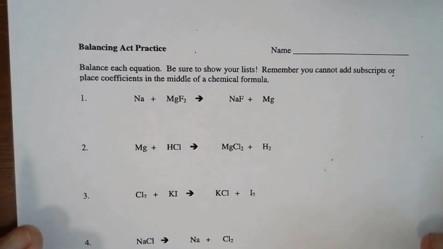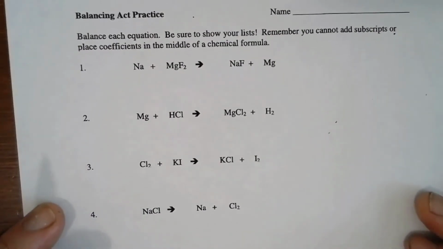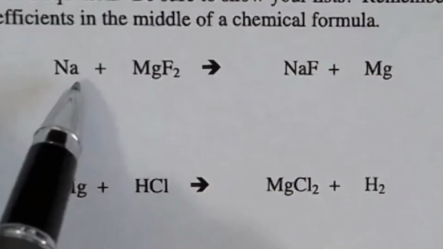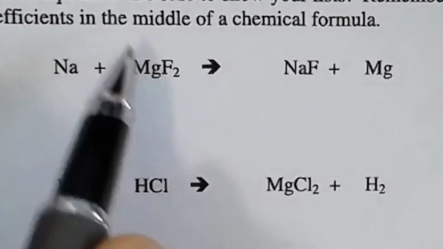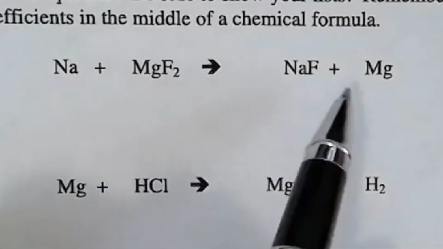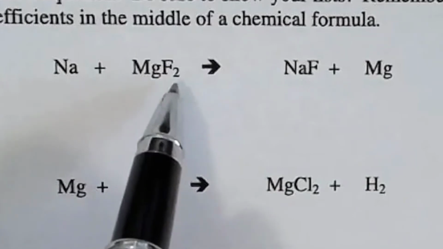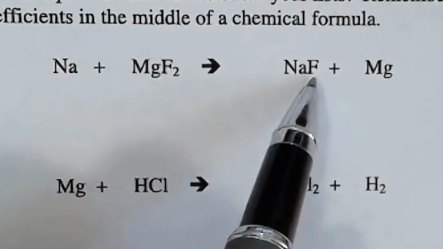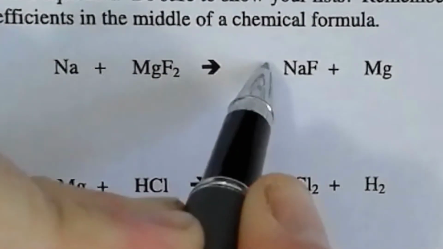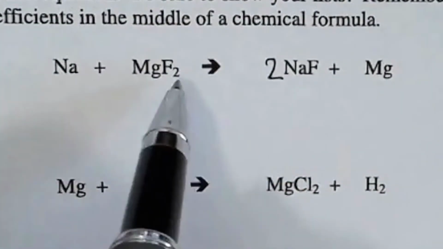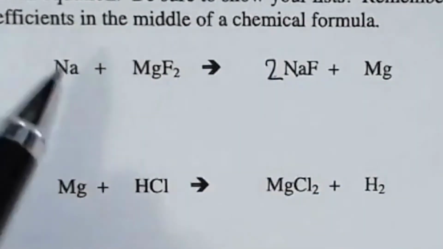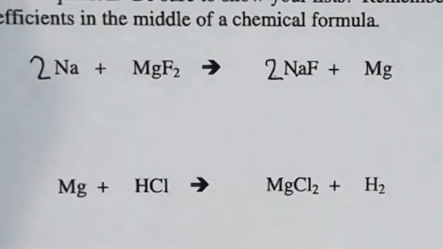Alright, so this is the balancing act practice. Let's go ahead and balance these. Okay, so always start with our metals first, and they look fine. Now our non-metals: we've got 2 fluorine on this side and 1 on this side. So we're going to have to go ahead and put a 2 here. Now I've got 2 fluorine and 2 fluorine. Now I've got 2 sodium, so we need to put a coefficient of 2 over here for 2 sodium and 2 sodium.